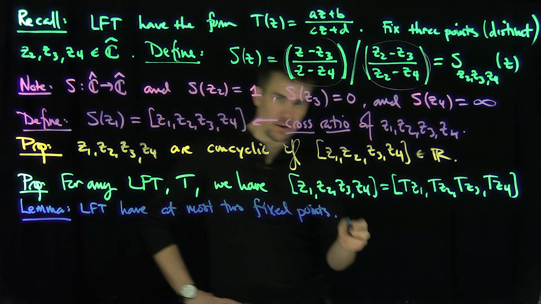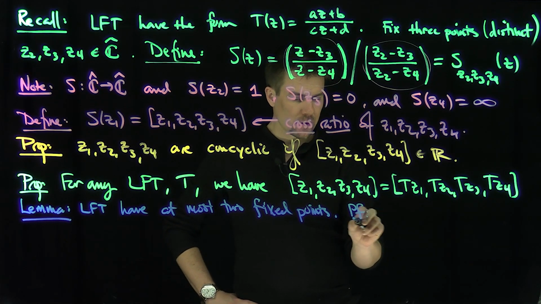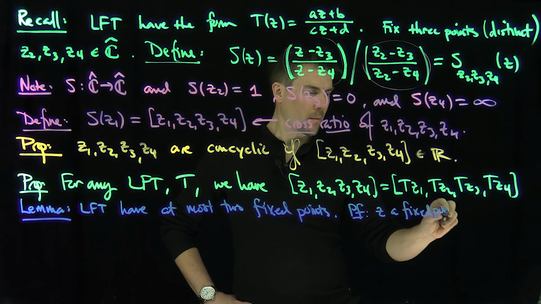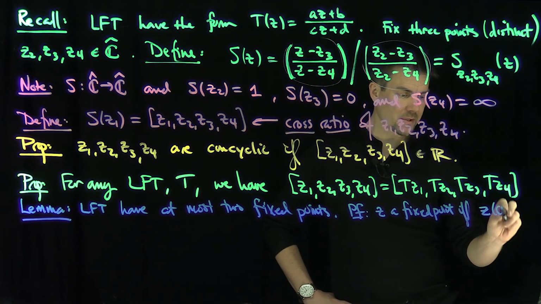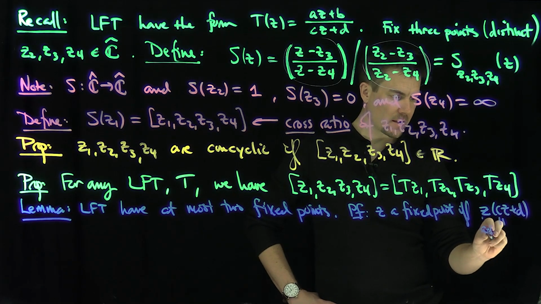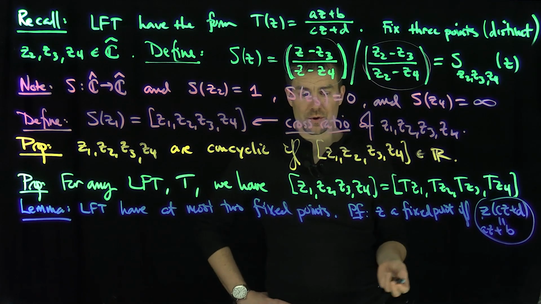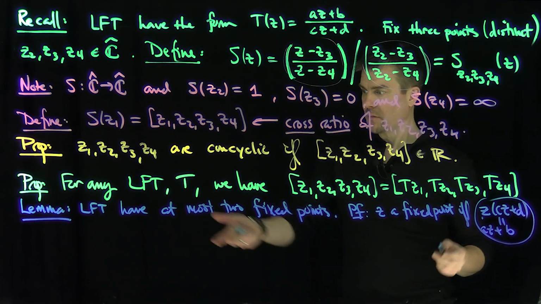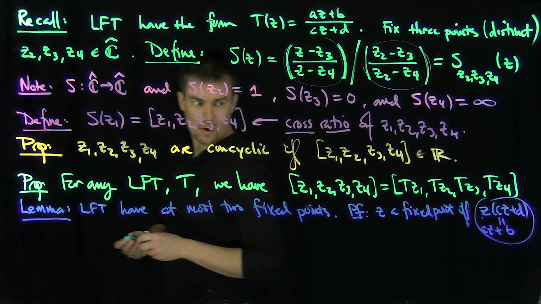The proof of this lemma is trivial, right? Because proof, so Z is a fixed point if and only if Z times CZ plus D is equal to AZ plus B, and that's a quadratic equation, right? Quadratic equations have 2 roots at most, right? They can have a repeated root, right? But there's at most 2 fixed points, right? So it just follows from this quadratic equation. Okay, good.